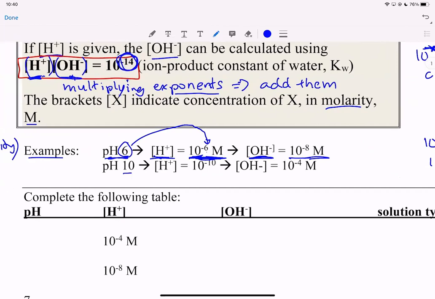So when you are given the pH value as a whole number value, so not a decimal value, but a whole number value like 1, 2, 3, 4, 5, 6, 7, 8, 9, 10, 11, 12, 13, 14. 1 through 14 is what we generally work with for pH. The pH value becomes a power of 10. I'm going to erase this to get this out of my way.